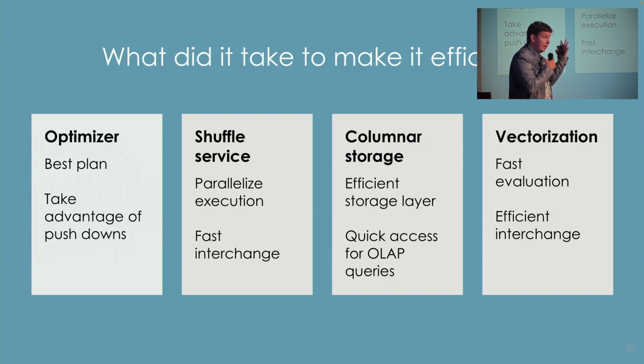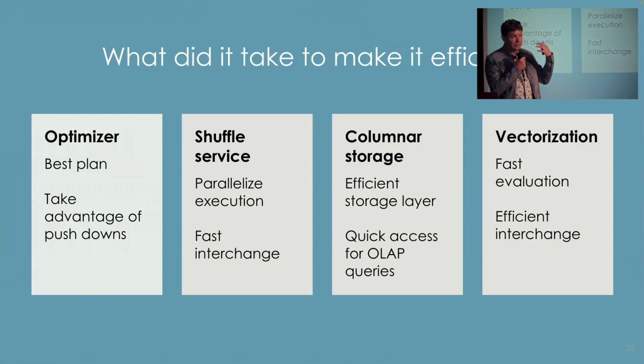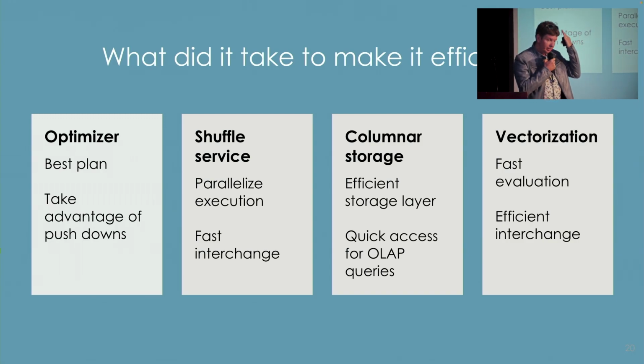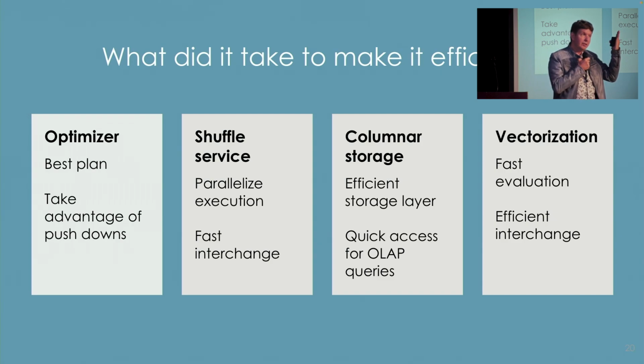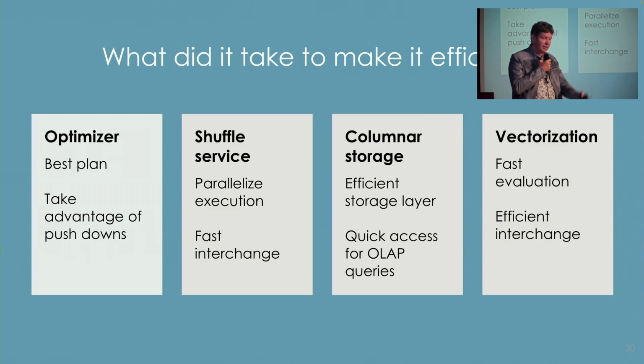So you need an optimizer so you can pick the best plan and take advantage of the push downs in the storage layer. You need a shuffle service that, like MapReduce, is very geared towards very high throughput, persistent evolution, right? It snapshots the data in between every step to disk to make sure it can restart from where it stopped, right?